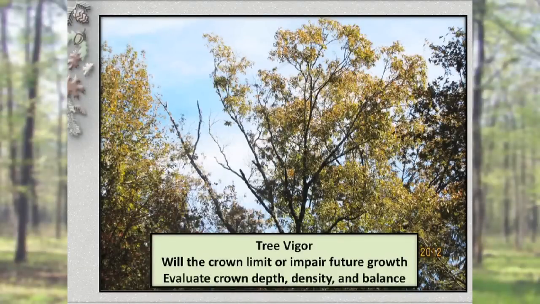Our tree vigor also reflects how much growth we can expect through time. If we have a tree as shown in this slide where we see dieback of the upper crown canopy, not a lot of leaf area showing right there on the left-hand side of the tree, what you're going to do is limit the amount of growth in the future, as well as the ability for that tree to expand and perform as a high quality individual. So we're going to evaluate crown depth, density, and balance.